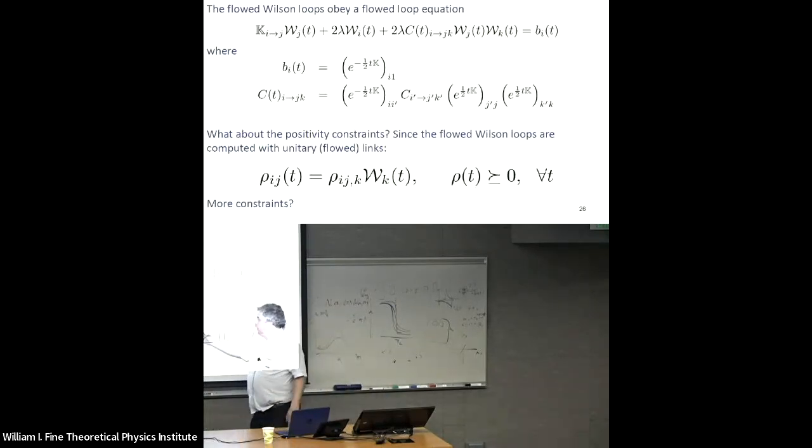That is more complicated because of the self-intersection, since you are basically decorating the Wilson loop with curls everywhere. I don't know if this is tractable, but you get a flowed loop equation. The one thing I want to emphasize is that these flowed Wilson loops are computed in smoothed-out configurations, and therefore it doesn't matter whether it's smoothed out or not. If you compute it for a configuration, it should obey the positivity condition. So the flowed Wilson loops should obey the positivity conditions.